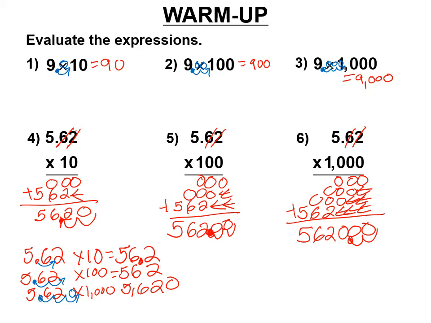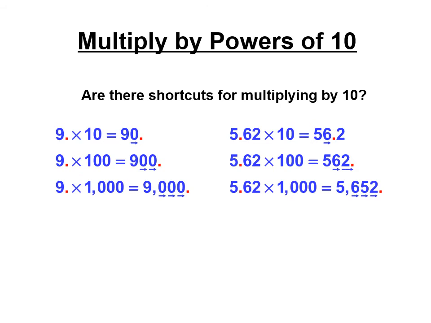So I've really just taught you the lesson. All right, but there it all is. You can see 9 times 10 and 5.62 times 10. We move the decimal once. For 100, in both cases, you move it twice. And for 1,000, in both cases, you move it 3 times.